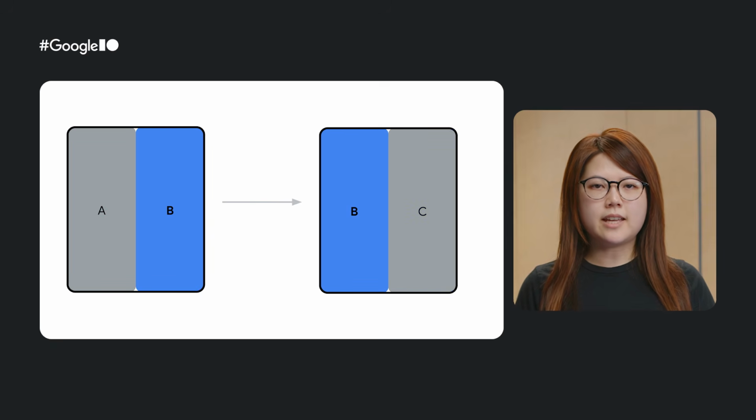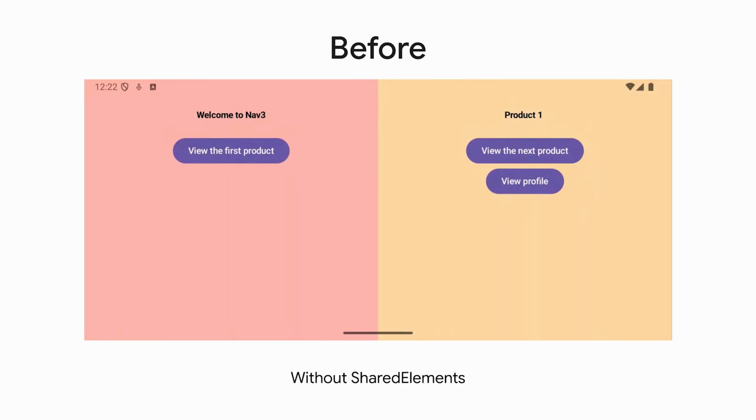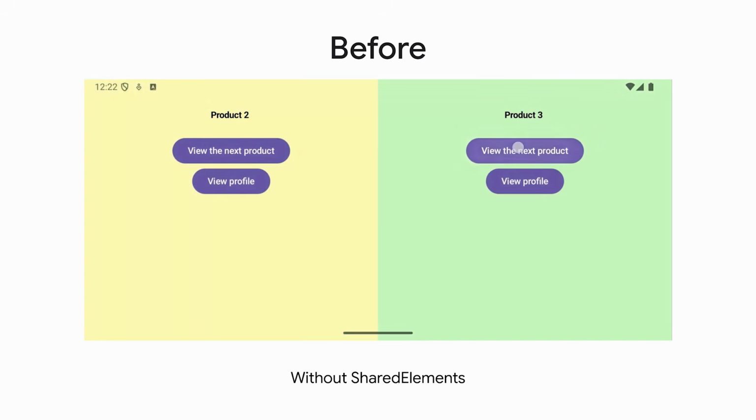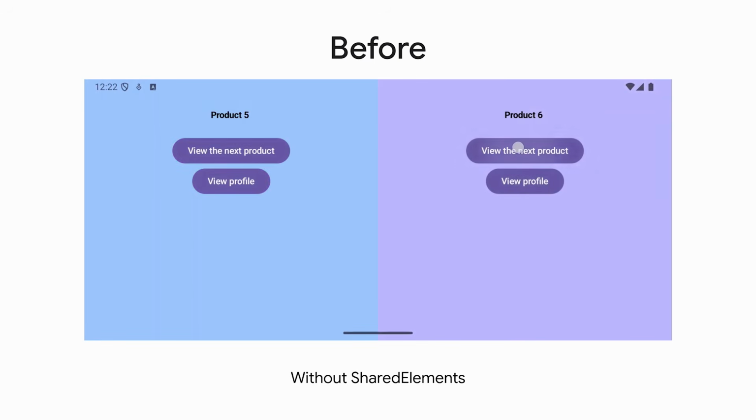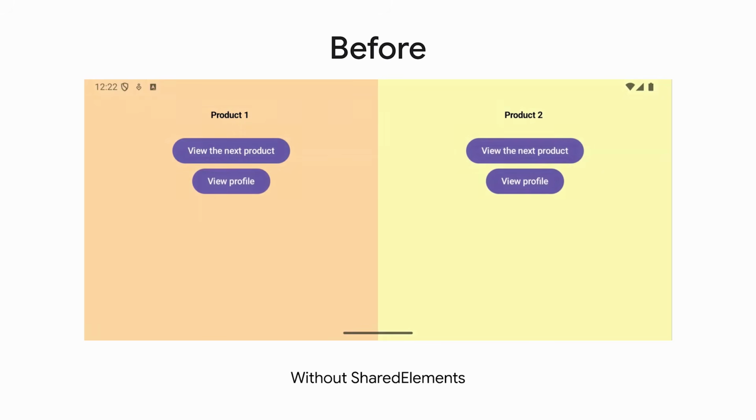Let's see what this looks like in an actual app. This app shows two products side by side on the screen. When you navigate to the next product, the product currently on the right moves to the left, and the new product is now displayed on the right. It works as expected. However, you'll notice that there is no transition animation when the entry moves from right to the left, and there is a flash on the right side.